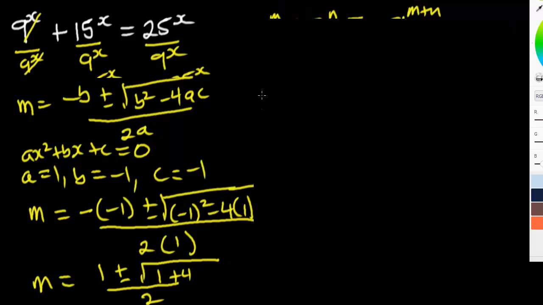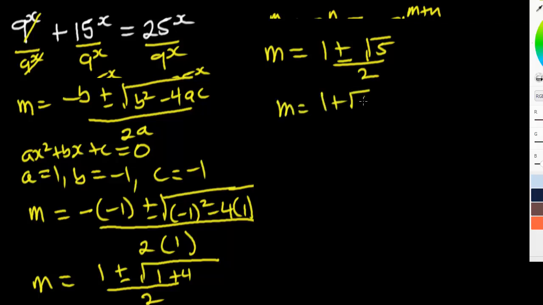Okay, so let's continue. So you have m to be equal to 1 plus or minus the square root of 5 all over 2. So we are going to have m equal to 1 plus square root of 5 over 2, or m equal to 1 minus the square root of 5 all over 2. So these are the two answers. In this video, I'm not going to consider the negative one because it's going to lead me to a different thing. So let's focus on the positive one.